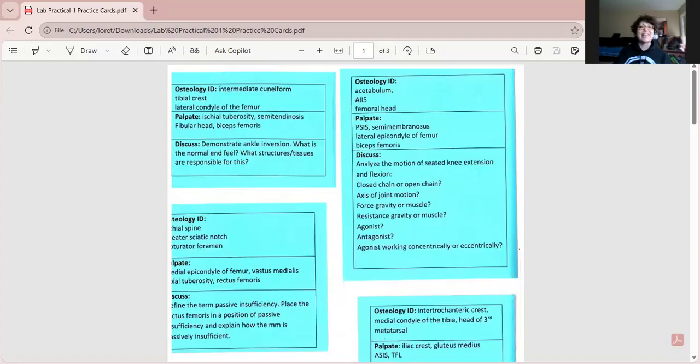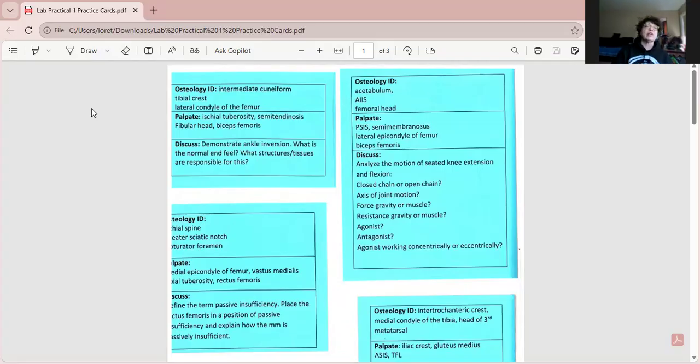But find those things. The cards, let's just take a look at the cards that I sent out. And you should, if you haven't seen them, check your student email, as we like to say. So each card, and you could cut them up into little flashcards, sort of, but each card has some osteology things to identify, some things to palpate, and a discussion question, which are our application questions.